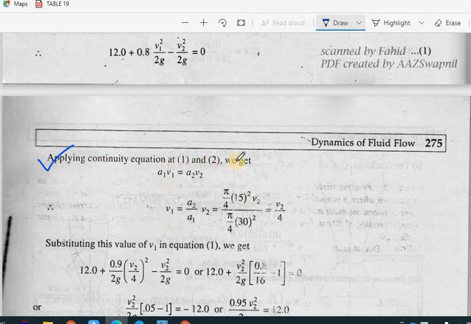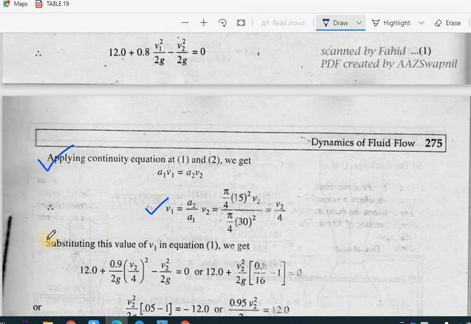So we'll apply the continuity equation between 1 and 2: A1 into V1 equals A2 into V2. We are trying to replace V1 with respect to V2. It will be A2 by A1 into V2. So we will put the value of pi by 4 into 15 square, over pi by 4 into 30 square. The final value is coming out to be V2 by 4. So we'll replace V1 as V2 by 4.